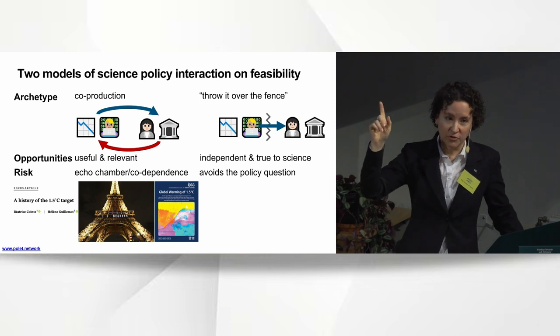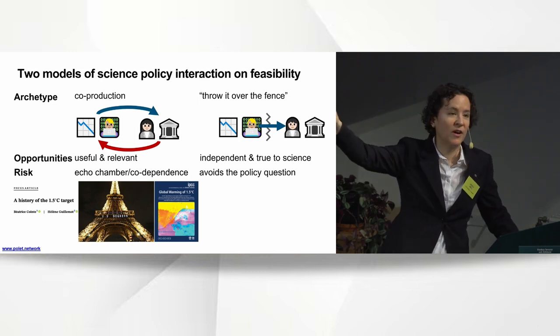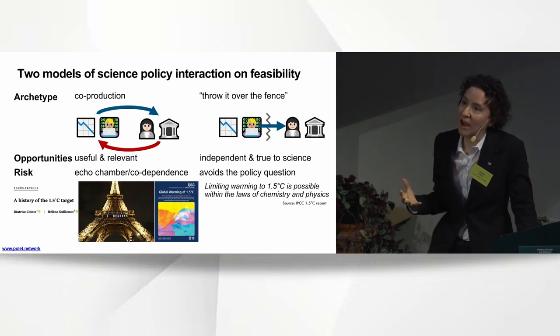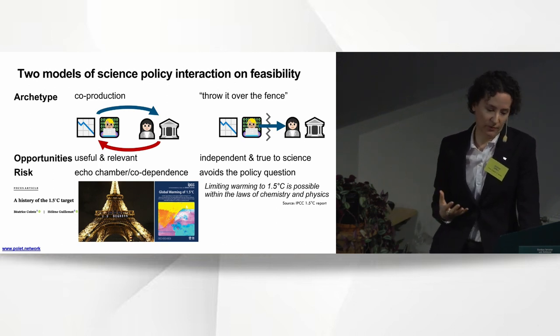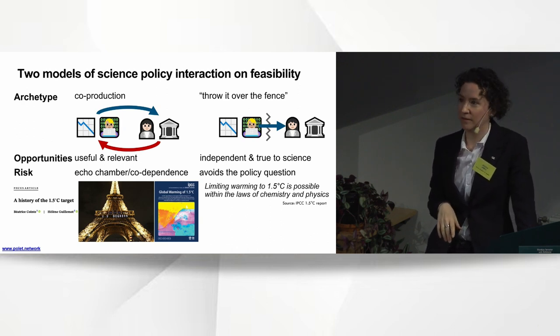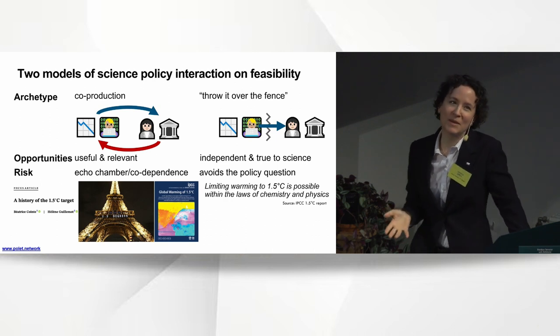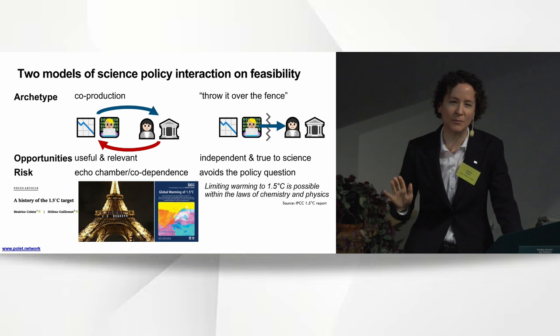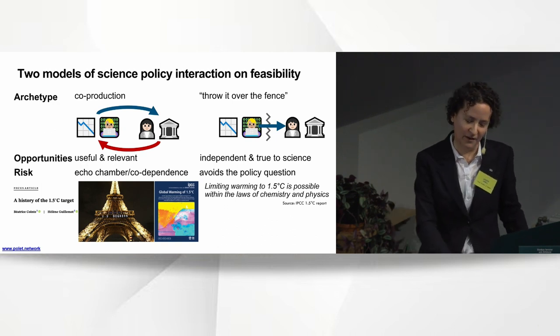And I think this is illustrated really nicely with the same 1.5 report that I just spoke about. So scientists were asked, OK, well, is this feasible? And the 1.5 report says limiting warming to 1.5 is possible within the laws of chemistry and physics. And as a policymaker, you say, well, great, I'm glad we're not breaking laws of chemistry and physics. But there are also other laws and mechanisms that we may need to consider.